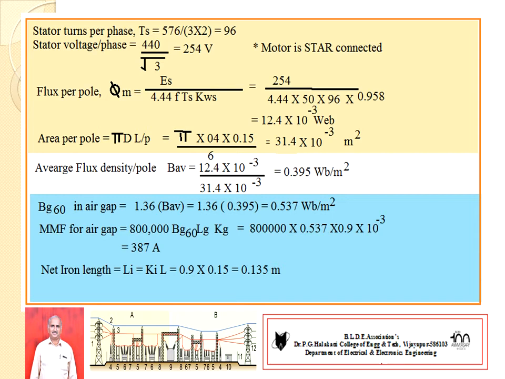Net iron length Li equal to Ki into L. Ki is another constant. This value you can take 0.9. L is given. Calculate 0.135 meters.